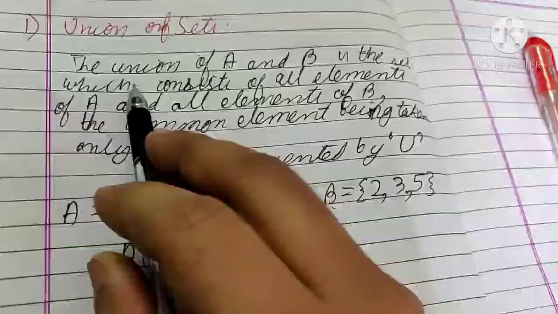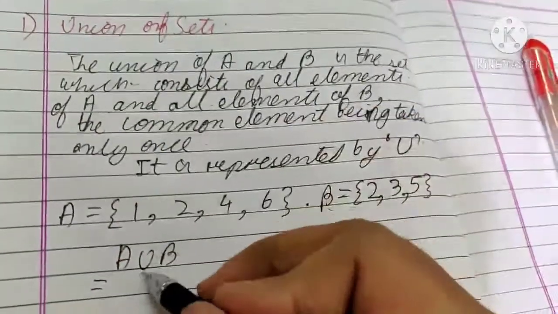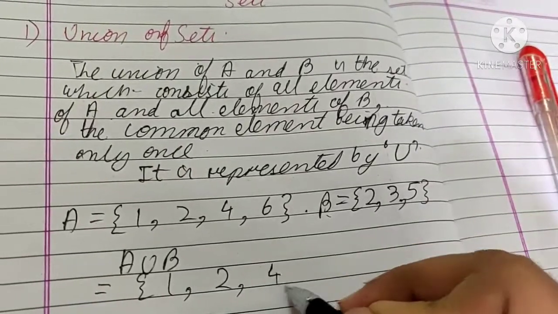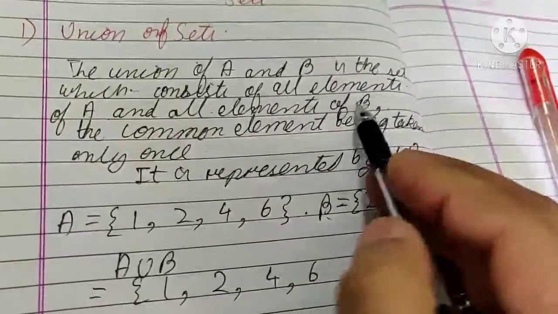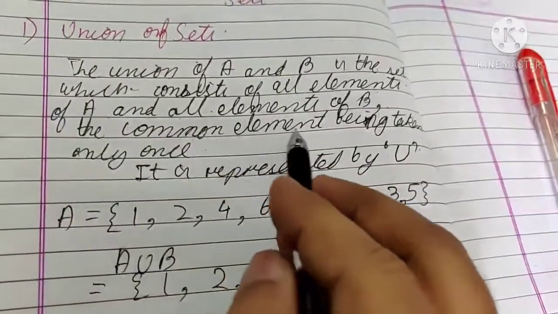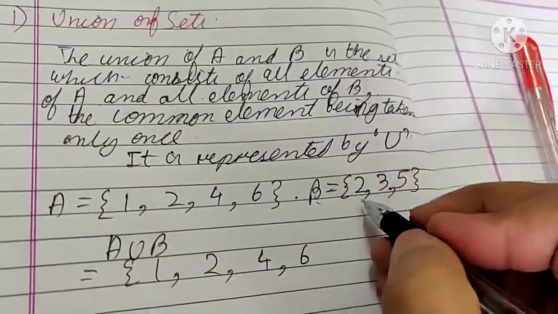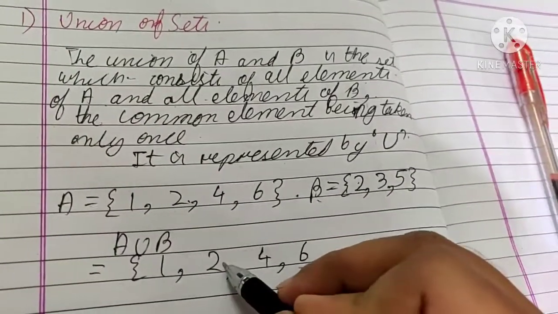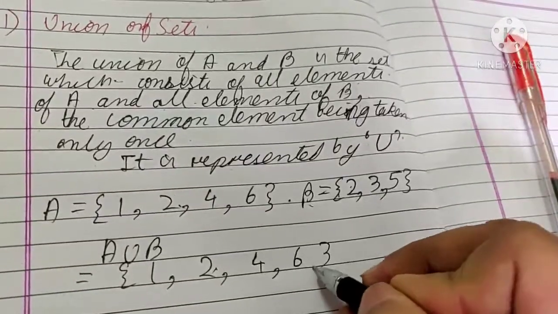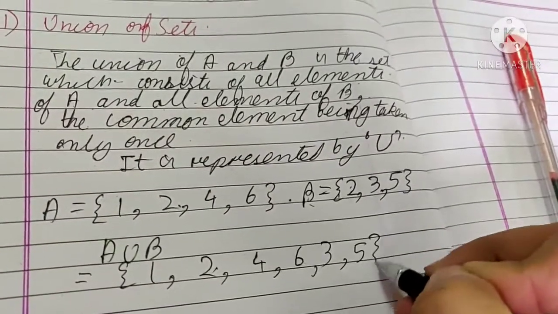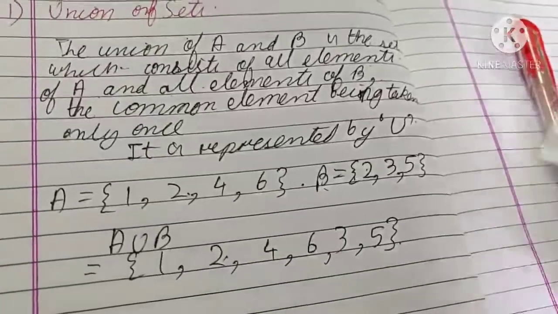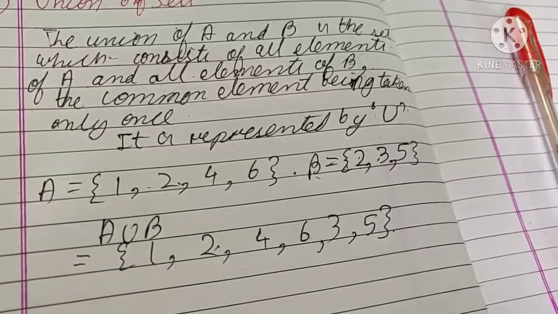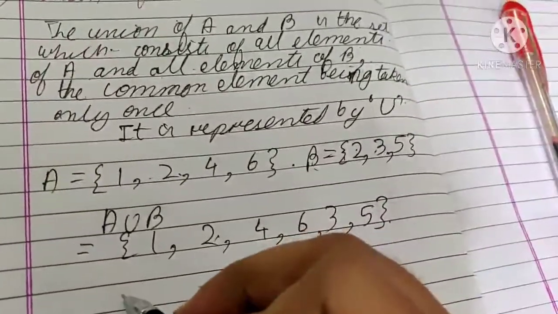Means we have to write a set that consists of all elements of A and all elements of B, and the common elements being taken only once. Like 2 is here also, then 2 will not be written again, then 3 and 5. So this is the set A union B. Here no common element is repeated. 2 was common in both the sets, but we didn't write it two times, it is written only one time. So this is a union.